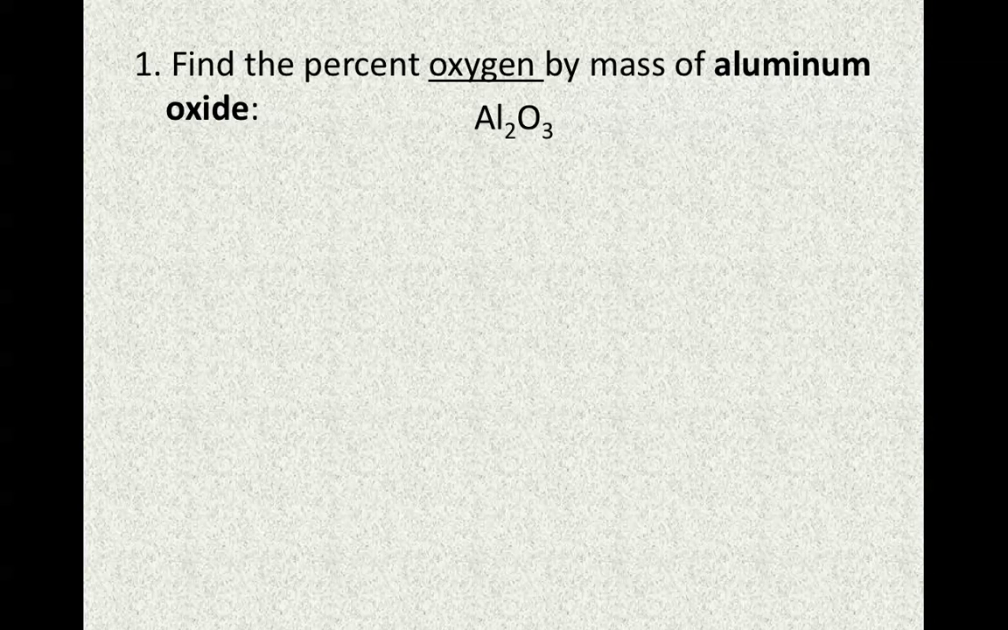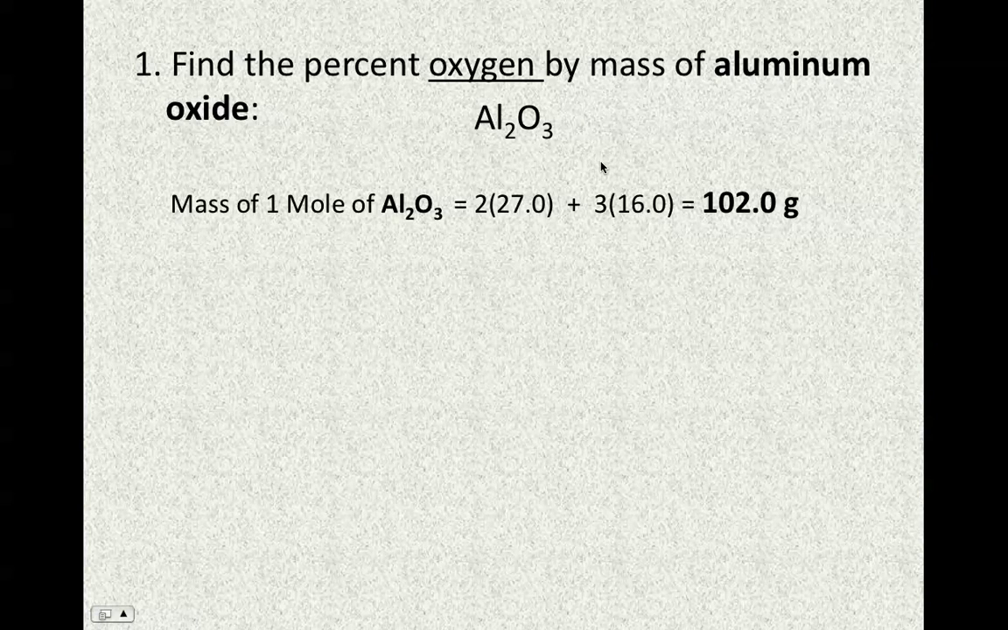So we first have to write the formula for aluminum oxide. To find our mass of the whole, we need to know the GFM of aluminum oxide. So we have 2 aluminums, 3 oxygens, which finds a gram formula mass of 102.0 grams. The mass of my part is whatever element I'm looking for, which is oxygen, and I have 3 oxygens. So the mass of my oxygen is just simply going to be 3 times its GFM, which is then giving me a total of 48.0 grams.